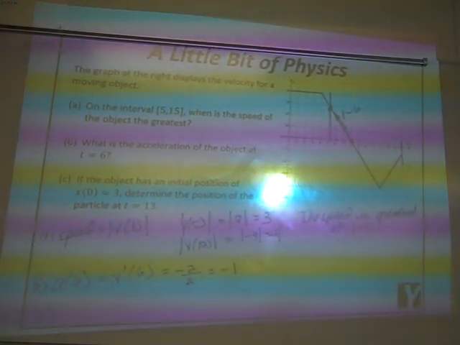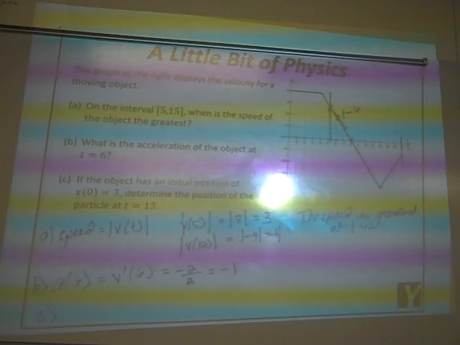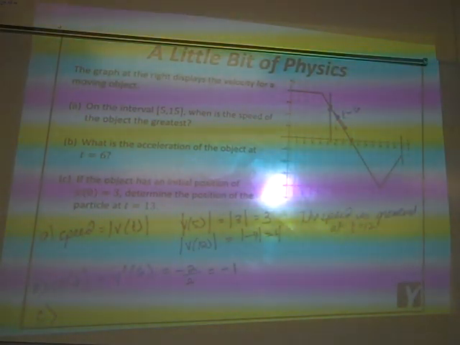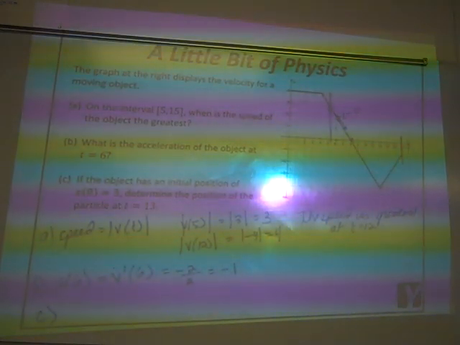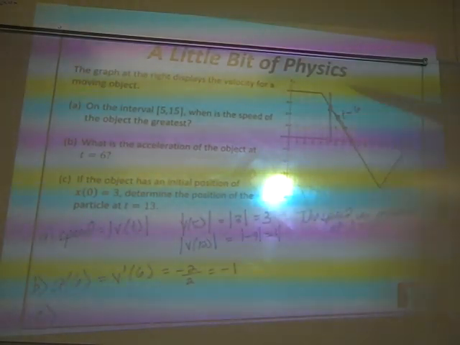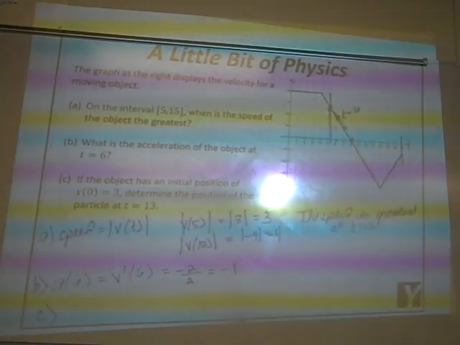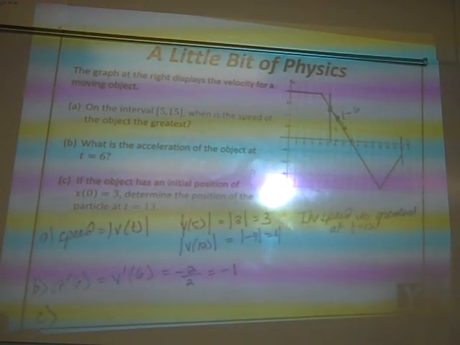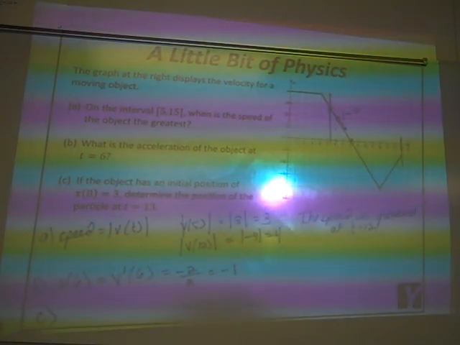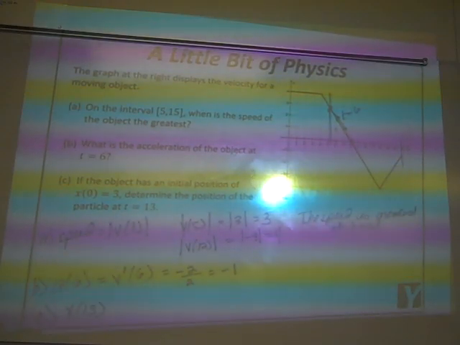Okay, part C. If the object has an initial position given by x of 0 is equal to 3, so that's my starting point, I want to determine the final position of the particle at t equals 13. Now, we're given the graph of the velocity, we're given a starting position, we want a final position. This is a classic time to use the fundamental theorem of calculus.